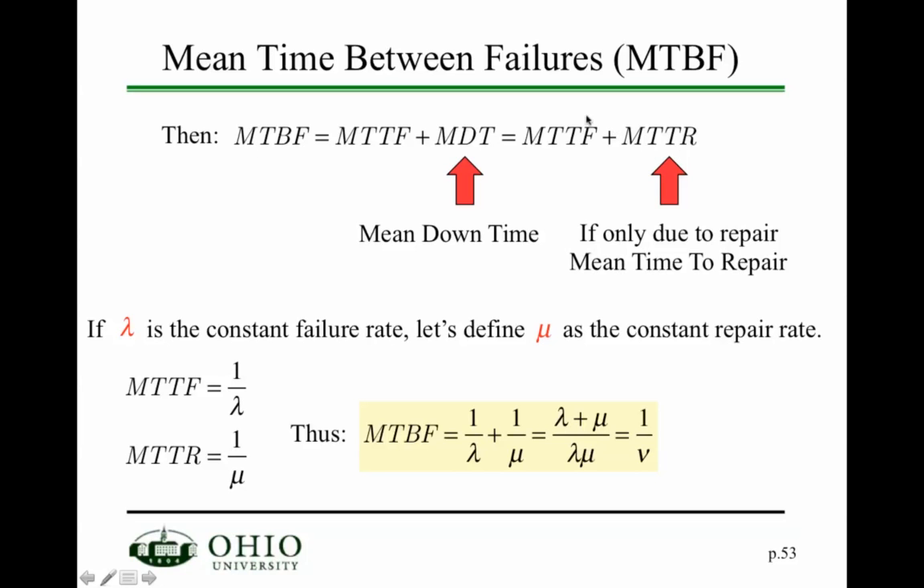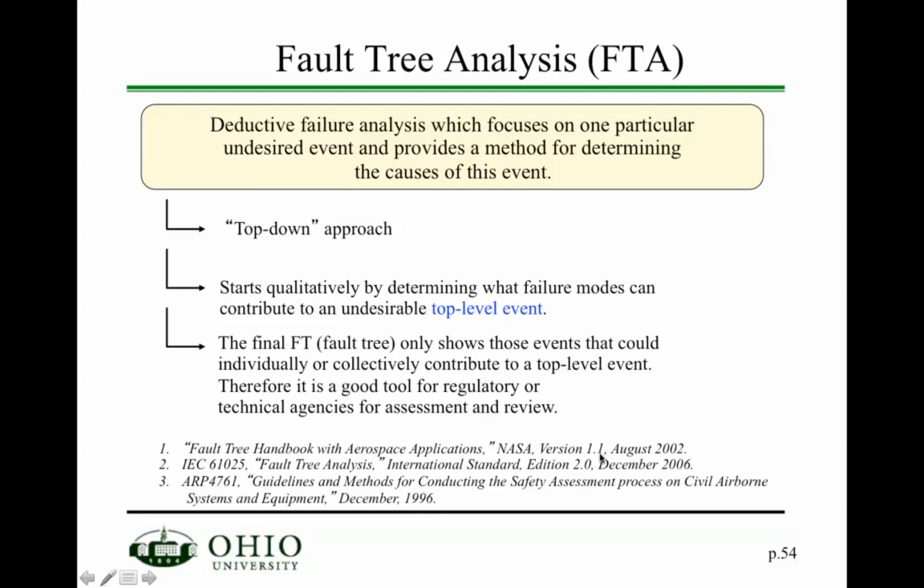And this mean time to repair, just like the mean time to failure, is related to another parameter, the repair rate, which is the opposite of the failure rate. Similar to MTTF being equal to 1 over lambda, MTTR could be equal to 1 over mu. So this means that MTBF is equal to 1 over lambda plus 1 over mu, which is (lambda plus mu) over (lambda times mu). Alright, so the next item is the fault tree analysis, and we'll talk about that in the next video.